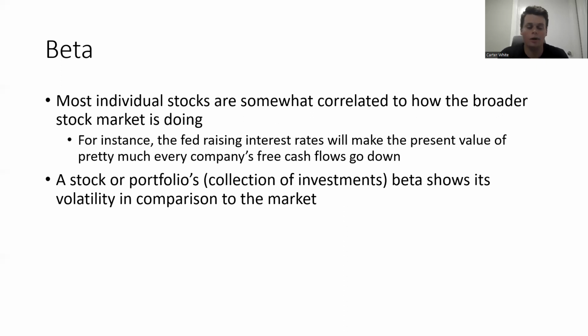This is important. So a stock portfolio's beta shows its volatility in comparison to the market. A high beta stock, if the market goes up, it's going to go up by even more. But if the market goes down, it's going to go down by even more. So all stocks move in somewhat of a correlation to the overall market. This kind of shows how volatile they are in relation to the market.